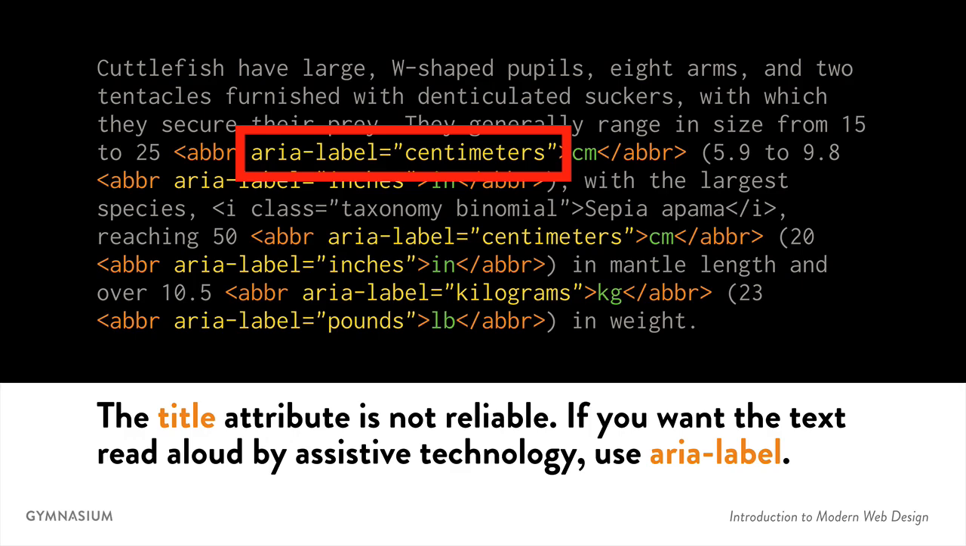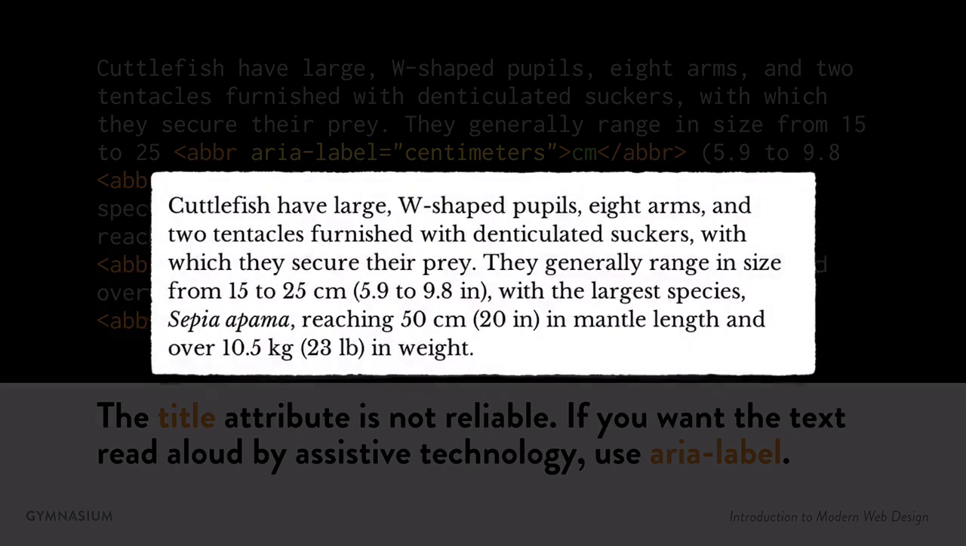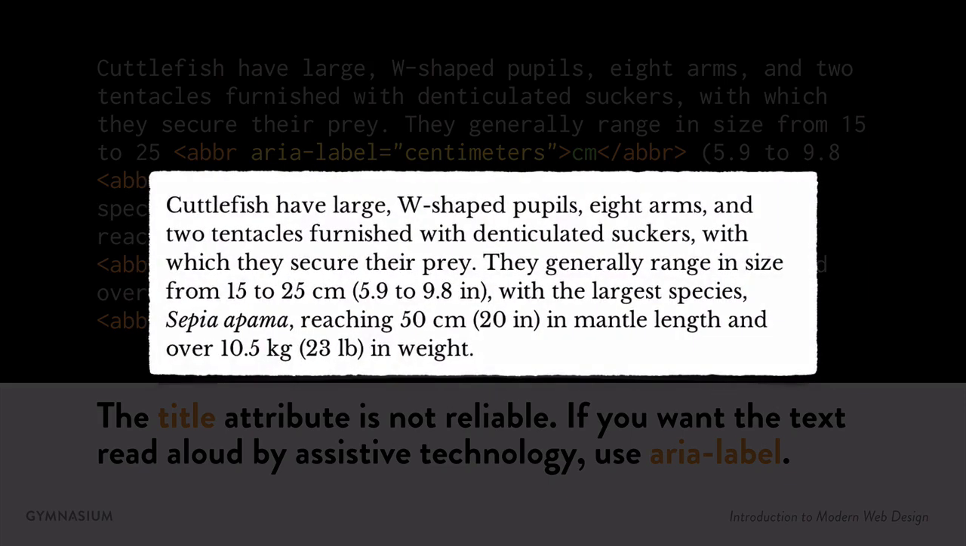ARIA label is actually read out as the label for this particular element. So when the element's encountered, cm, the text centimeters would be read out instead. Let's look at a quick example. They generally range in size from 15 to 25 centimeters. Perfect. That's exactly what we wanted it to sound like.